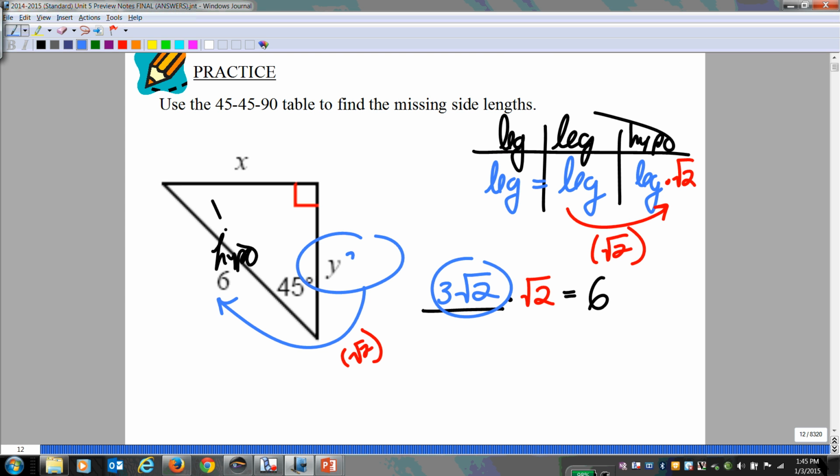So for both x and y, you're going to get 3 root 2 because the legs are equal. So once you solve for one, you already have the other. That's for a 45, 45, 90 triangle. That's the pattern.